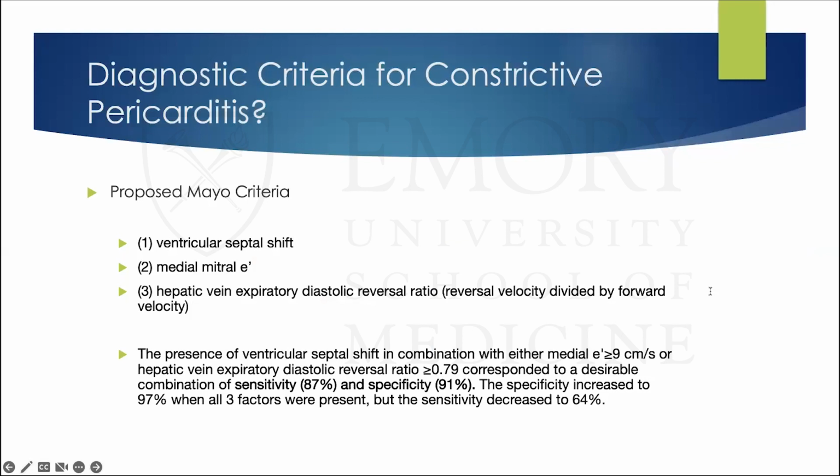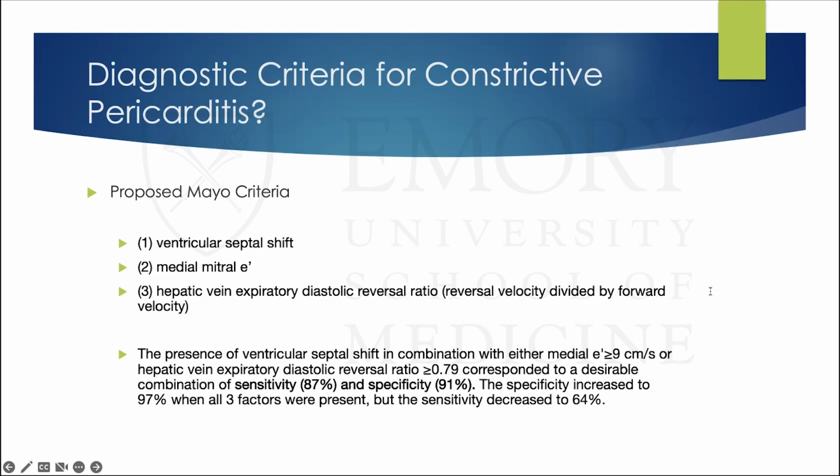So as I was reading about constrictive pericarditis, I was curious, is there a diagnostic criteria? Is there any uniformly accepted criteria? And I found that there's unfortunately not something that is guideline recommended or universally accepted, but there is a pretty interesting criteria that came out of Mayo that looks at three components: intraventricular septal shift, your medial mitral E prime velocity, as well as hepatic vein reversal ratio, which is where you take your reversal velocity when you do the pulse wave through the hepatic vein, and you divide it by the forward velocity. And if that ratio is greater than 0.79.